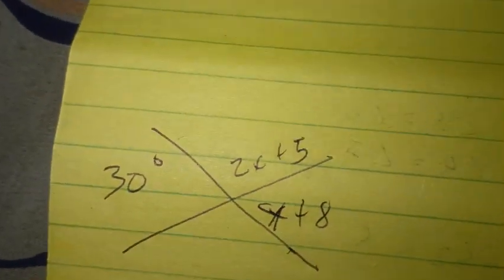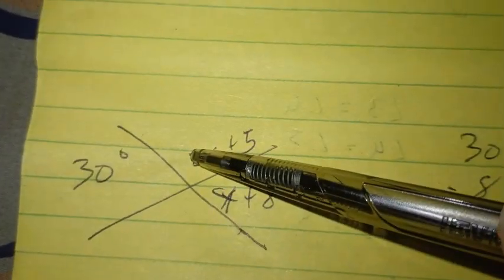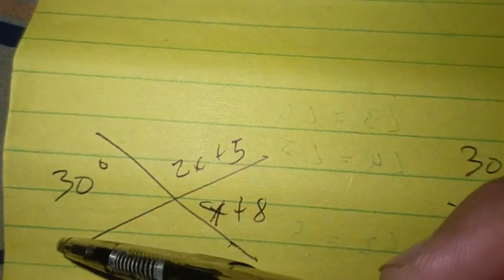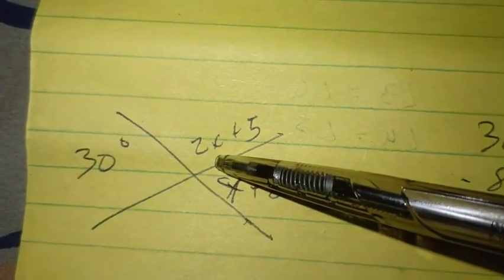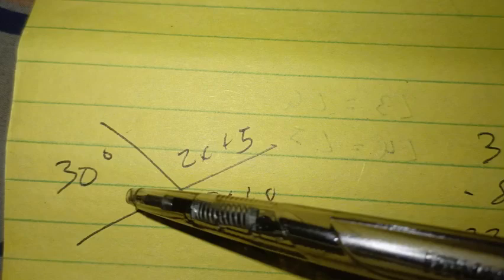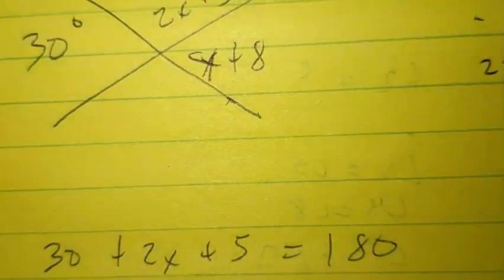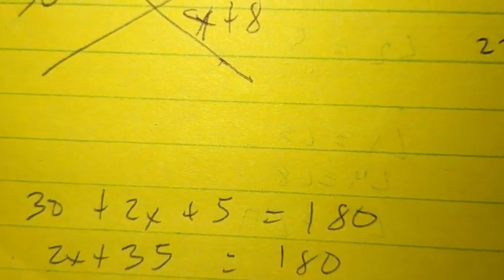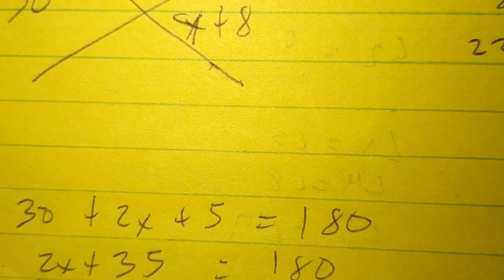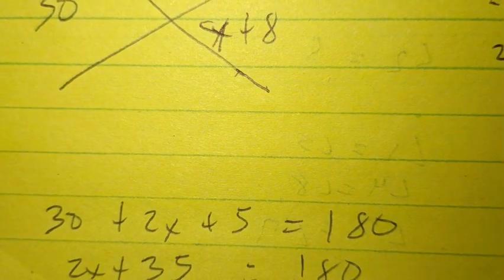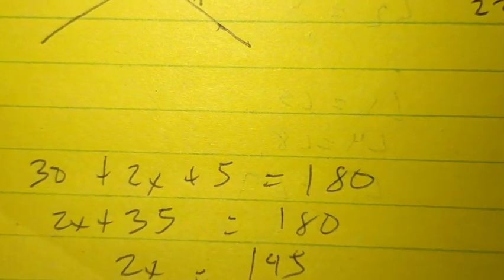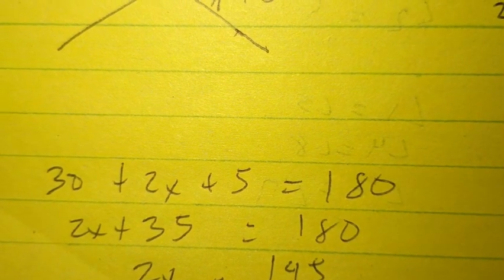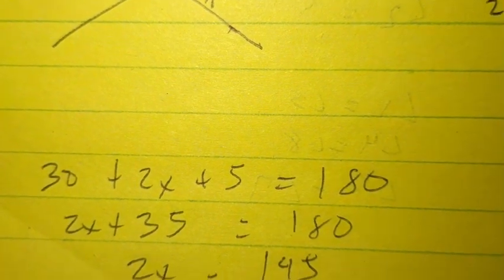to get y equal to 22. Now to get x, we need to add this one because they are supplementary angles, because they form a straight line and a straight line gives 180 degrees. So let's add 30 plus 2x plus 5 is equal to 180. So 30 plus 5 is 35. So 2x plus 35 is equal to 180. We need to subtract both sides by 35. So 2x is equal to 145. We need to divide both sides by 2 to get x.